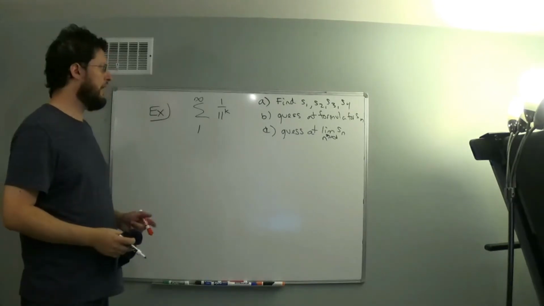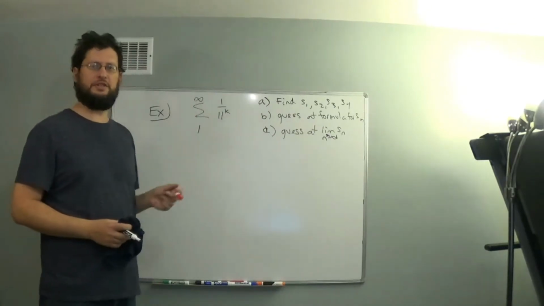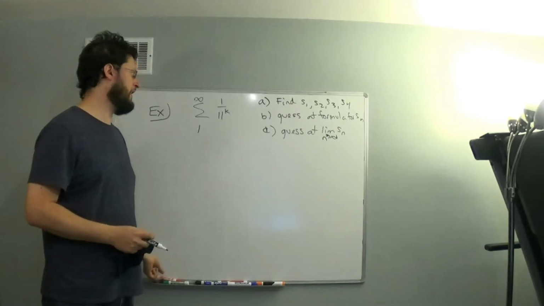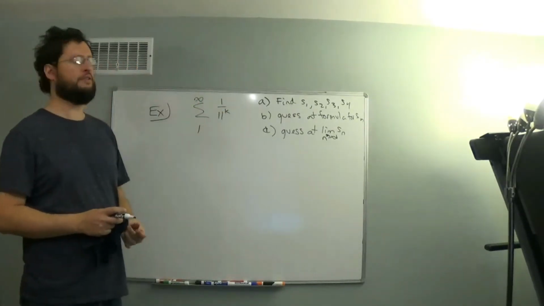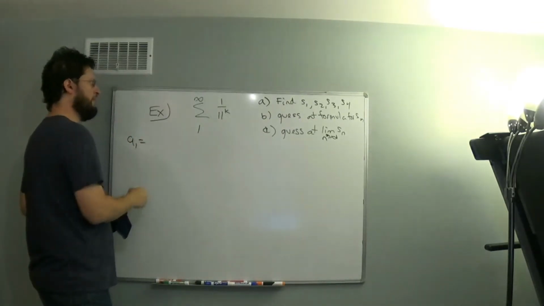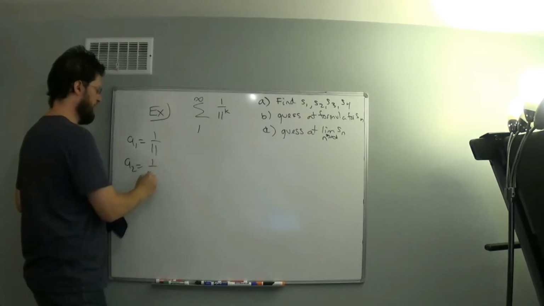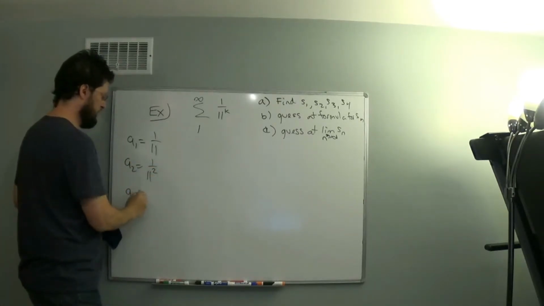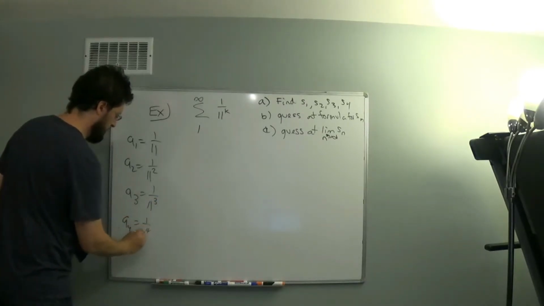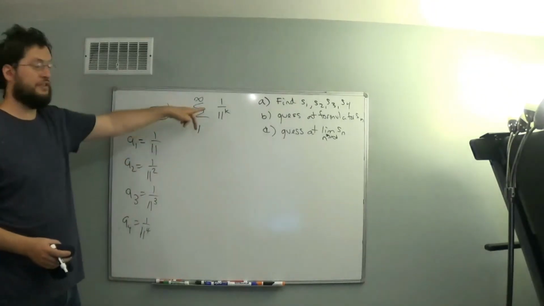In this problem, we are asked to find the first 4 partial sums of this series, use that to guess at a formula for Sn, and then use that to guess at an actual value for the series. So to begin, let's start by finding A1 through A4. A1 is 1 over 11 to the first. A2 is 1 over 11 squared. A3 is 1 over 11 cubed. And A4 is 1 over 11 to the fourth. So those are the first 4 terms of the series.